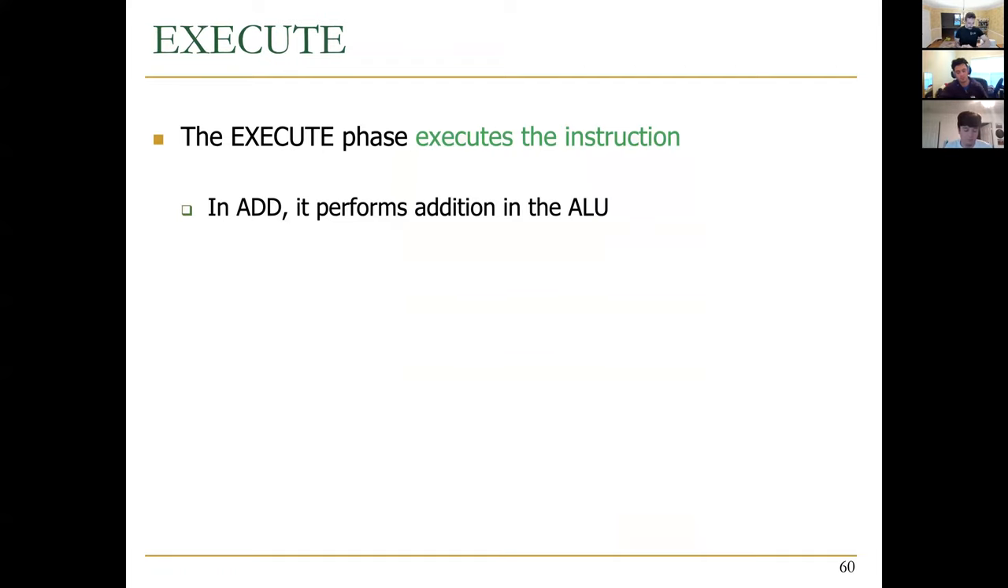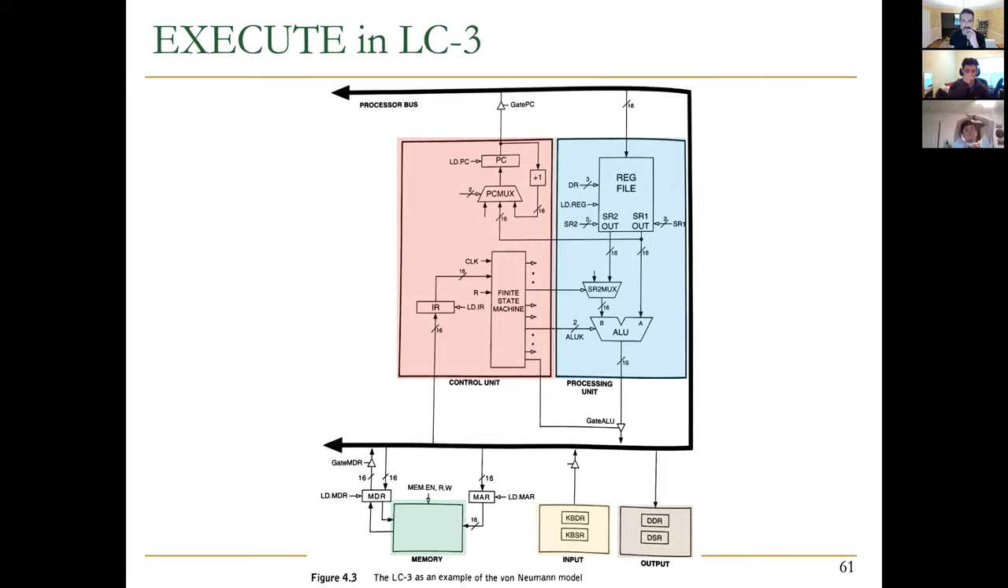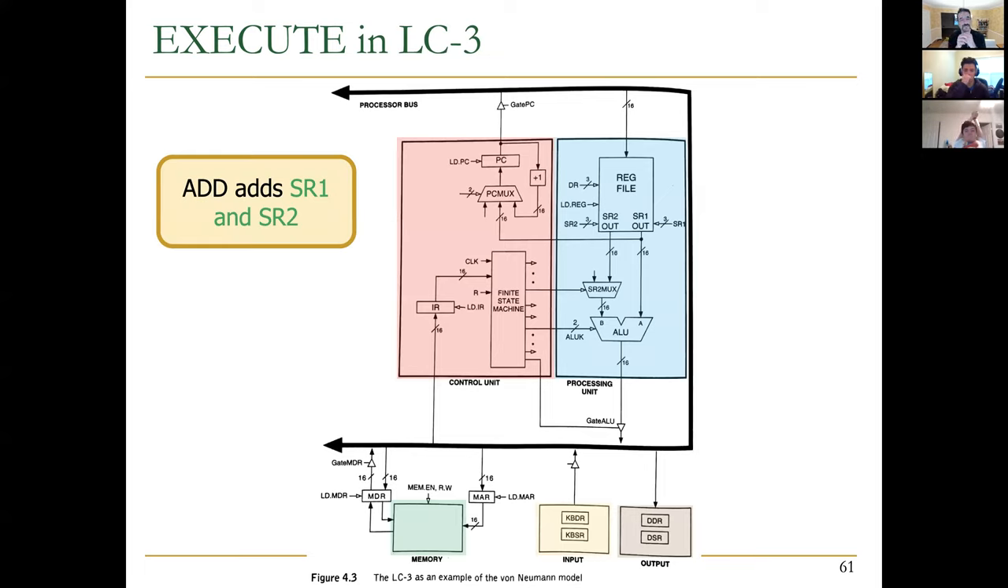Okay, and the next phase is execute, and it's very simple, right? You need to execute your instruction. In ADD, basically you need the ALU to perform the addition. For example, you have two operands in this case coming from your register file. They're sitting on SR1 and SR2, source register one and source register two. And you see the way they are connected to the ALU, right?